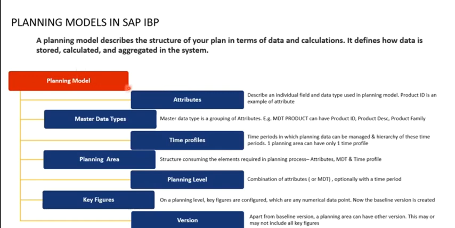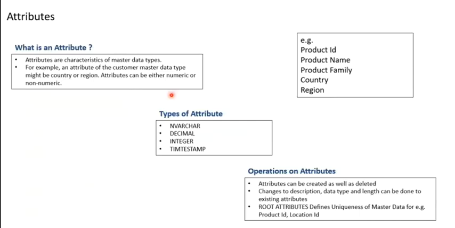So if I talk about planning model, in planning model, we have all those structures which help to build those modules. Each and every module will have attributes, master data types, the time profile. Every module will be using the same terminology, same data structures throughout their configuration. So these are not specific to any module. These are the generic things which we should know while going into the IBP configuration. So I'll start with the attribute first.